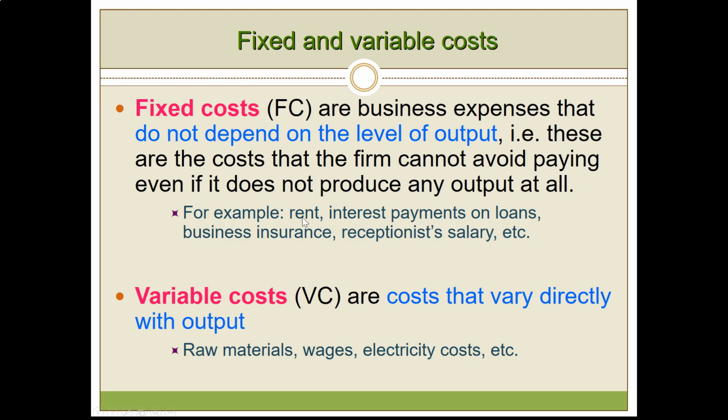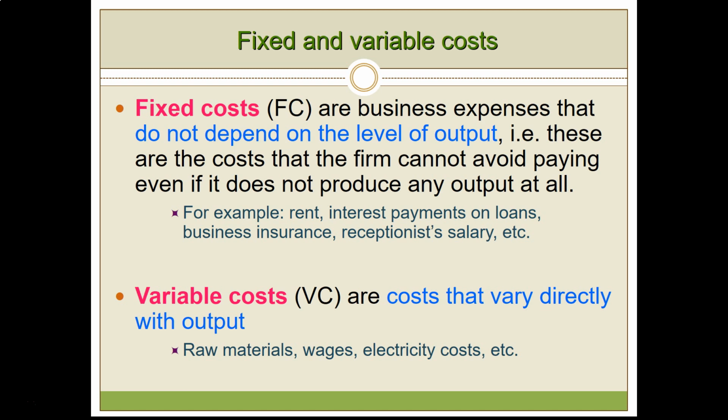For example, rent. If you start up a business, you will need to pay for certain premises regardless of how much you produce. For example, you want to open a corner shop and you need to pay certain rent to your landlord. Your landlord doesn't really care whether you are open 24/7 and you serve 1,000 customers every single day and make millions in profit.